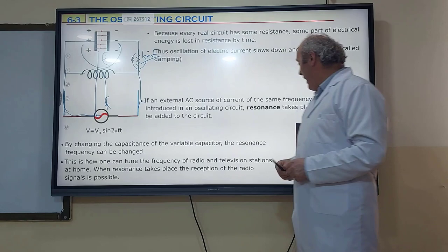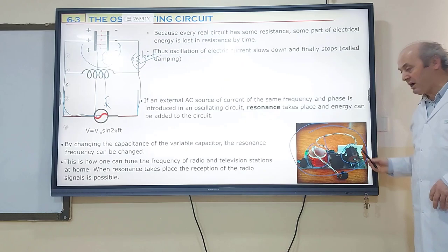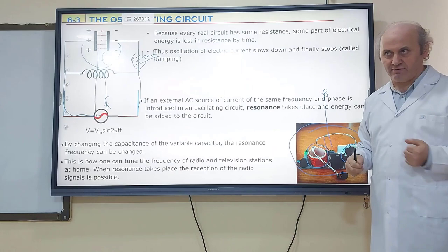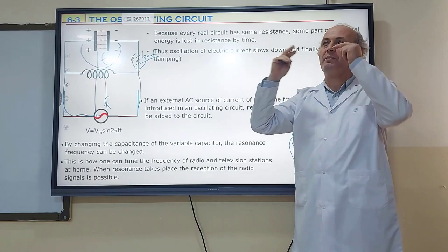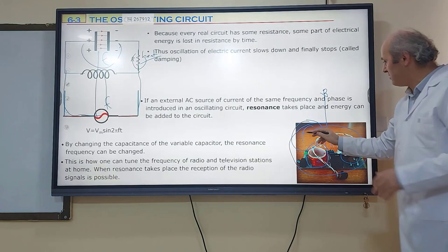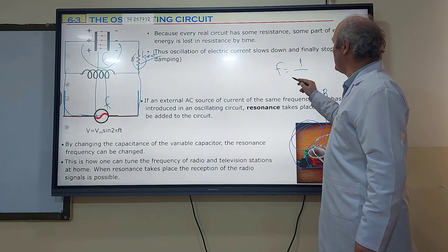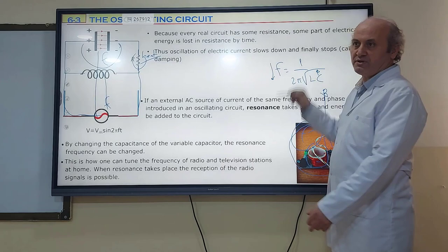Every radio also has an oscillating circuit. This is a coil, this is a variable capacitor. Your radio also has an antenna which receives electromagnetic waves. If the frequency of your radio, which has a coil and capacitor, and the frequency of any radio station match each other, you will start listening. How can you change the frequency of your radio? By changing the variable capacitor. According to this equation, 1 over 2π root of LC, by changing C, increasing or decreasing, you can decrease or increase the frequency of your radio. You can match which station you are going to listen to.